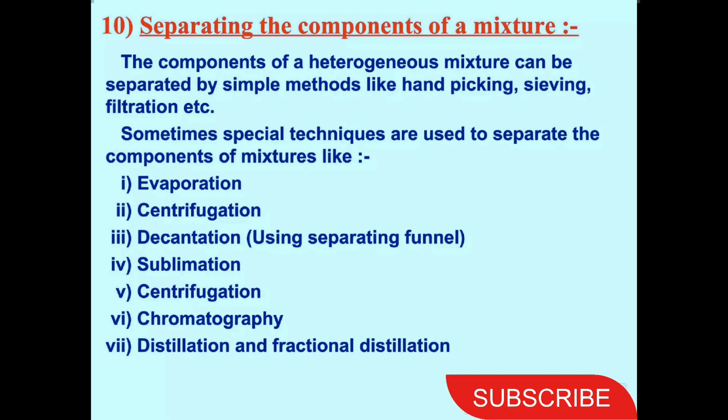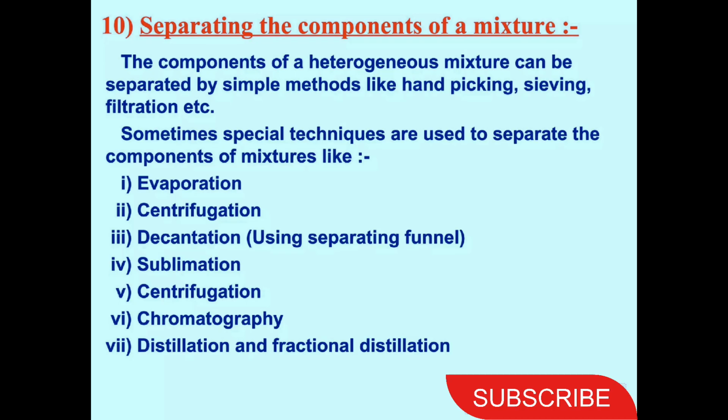The next upcoming topic is separating the components of a mixture, in Is Matter Around Us Pure, part 3. For that you have to go to the next video. In that video, I will show you first which topics we are going to cover. Evaporation is the first one, centrifugation the second, and third, decantation using the separating funnel. If two miscible liquids are there, how to separate them, and if two immiscible liquids are there, how to separate them, let us see. Sublimation, you know what is meant by sublimation.